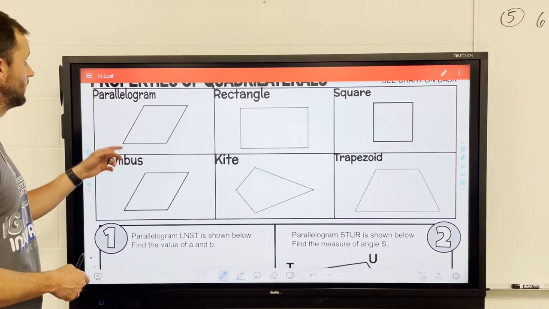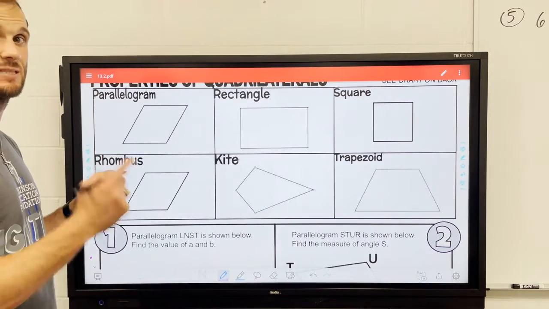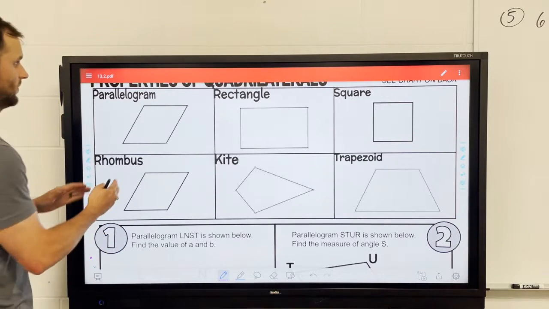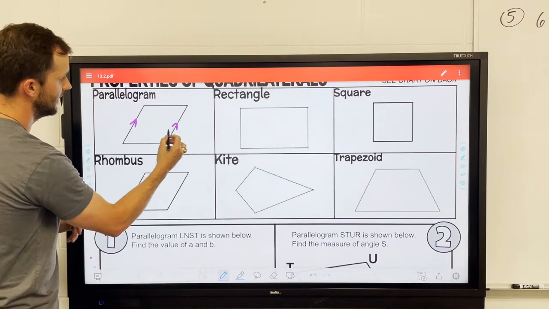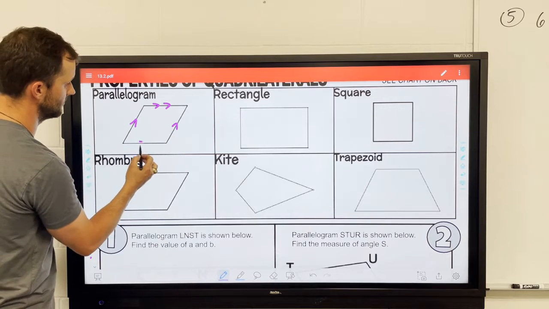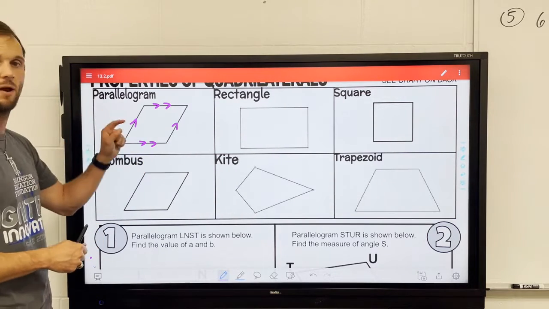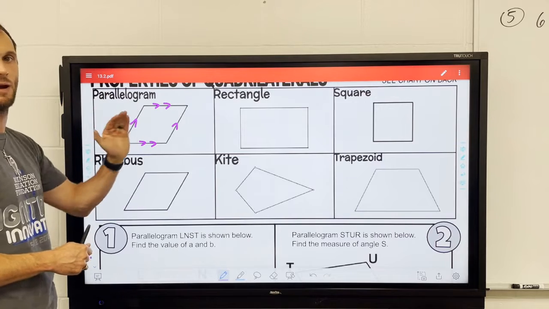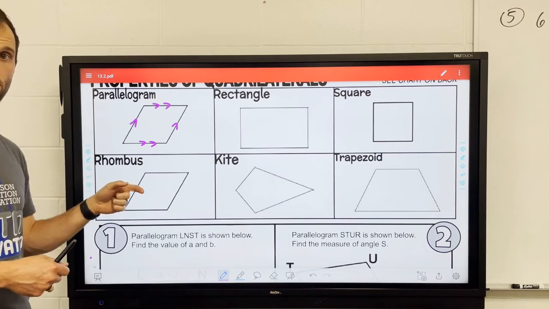The word parallel in parallelogram means the opposite sides are going to be parallel to each other. If you look, these two sides are parallel to each other, and then these two sides are parallel to each other. That's what those little arrows mean. Another way of thinking of it is they have the same slope, okay?